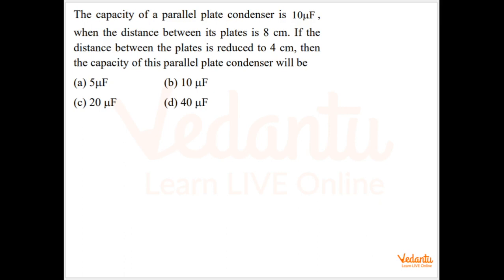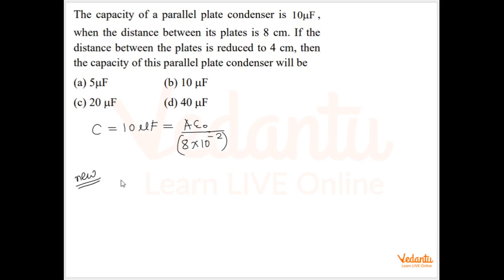Here, beta, the capacitance of a capacitor C is given as 10 microfarads. You have to remember that it is given by the formula A epsilon naught by D. Now, the question tells us that the distance between the plates initially is 8 into 10 power minus 2 centimeters. Now, if the distance is reduced to 4 centimeters, you have to find out the new capacitance.